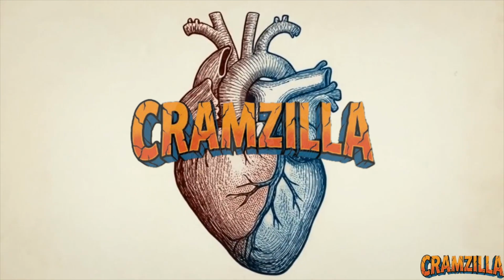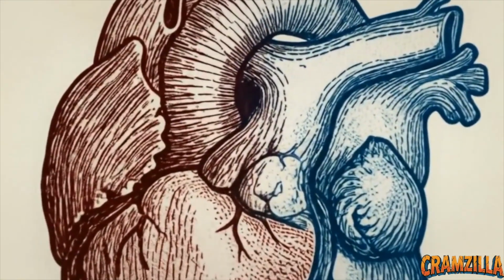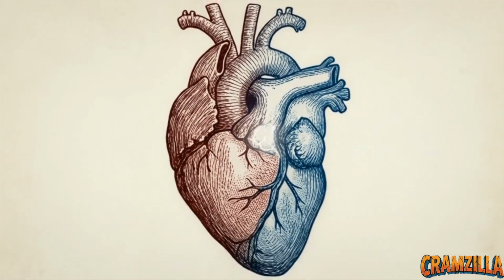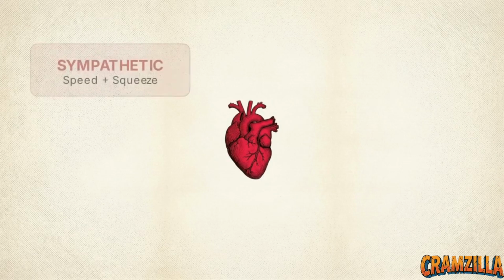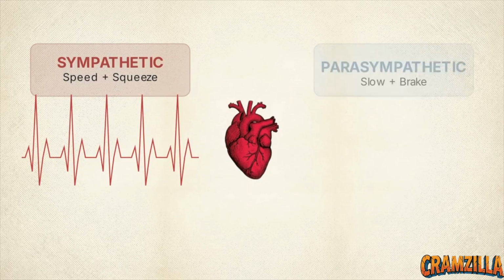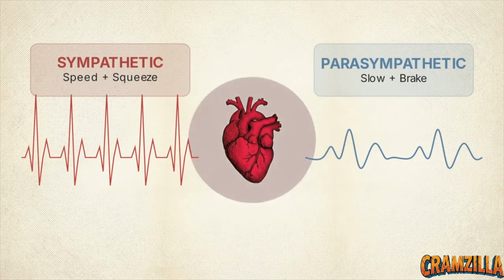Look closely at a beating human heart. It is a highly contested battlefield, constantly pulled between two opposing branches of the autonomic nervous system. On one side is the sympathetic nervous system, which drives the heart's speed and squeeze. Opposite this is the parasympathetic nervous system, functioning as the body's natural slow and brake mechanism.